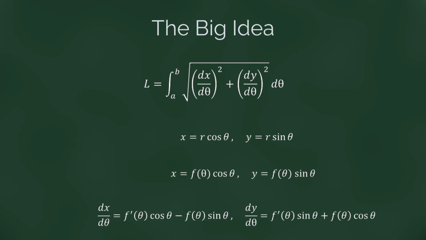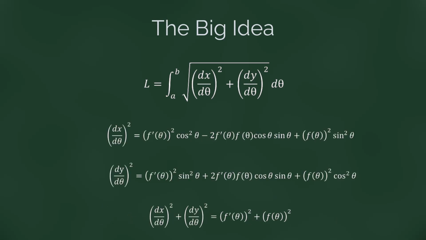In particular, if we write x as f of theta cosine theta and y as f of theta sine theta, then we know that dx d theta is f prime of theta cosine theta minus f of theta sine theta. That follows from the product rule. And similarly, dy d theta is f prime of theta sine theta plus f of theta cosine theta.